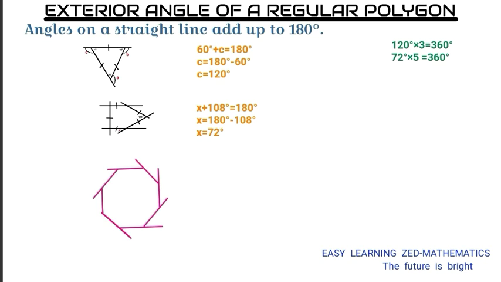Now when you look at this regular polygon and count the sides, you find that it has 8 sides. So this is obviously an octagon. It's an octagon polygon, and it has 8 sides. So what we're going to do now is find the value of the interior angle of this regular octagon.